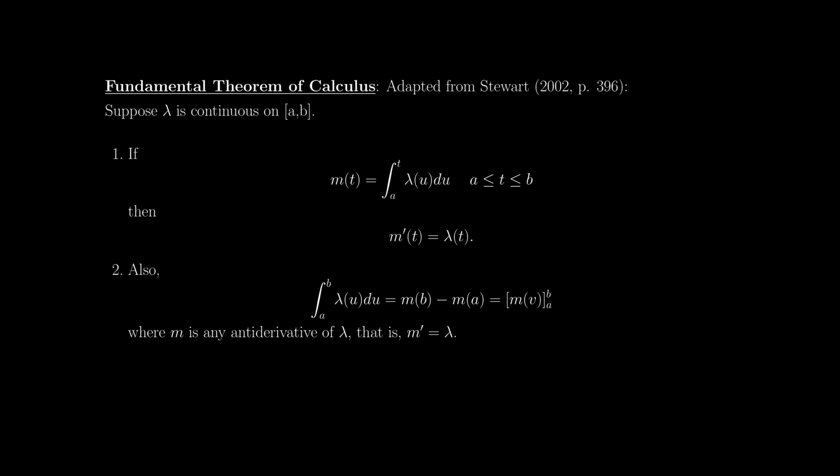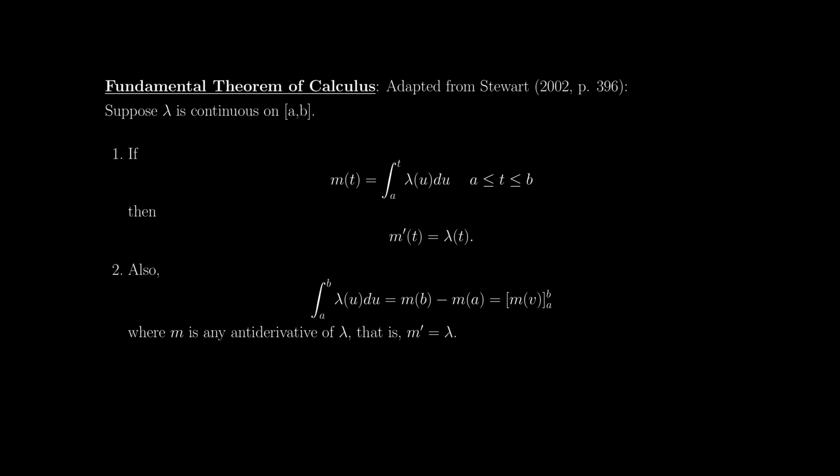So this is adapted from Stewart. Suppose lambda is continuous on an interval a to b, a being inclusive. If some function m(t) is defined as the integral from a to t of lambda(u) du for t on the interval a to b inclusive, then m'(t), the first derivative of m, is just lambda(t). Okay, so the intensity function evaluated at t.